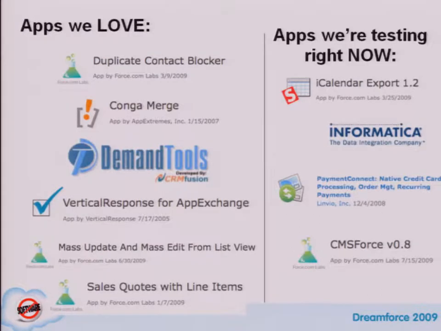So beyond the apps I've already mentioned, you can see here some apps that we love. Again, not very sexily named apps, but very functional. The Duplicate Contact Blocker, Congo Merge is a great app. Demand Tools, if you're doing any sort of data migration or data scrubbing, Demand Tools is an awesome app. Vertical Response we've talked about, Mass Update and Mass Edit from List View, and Sales Quotes from Line Items, which we're going to talk about in a little bit.